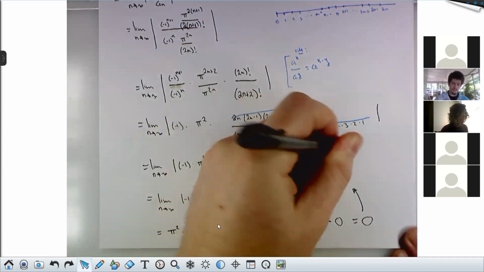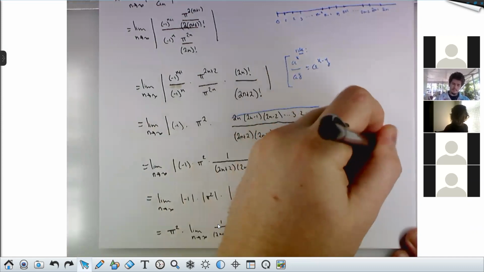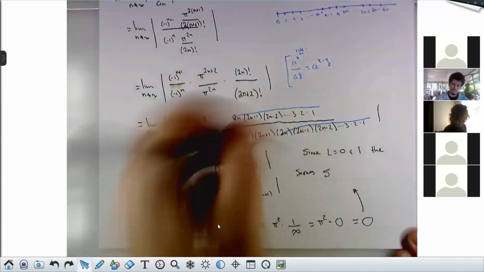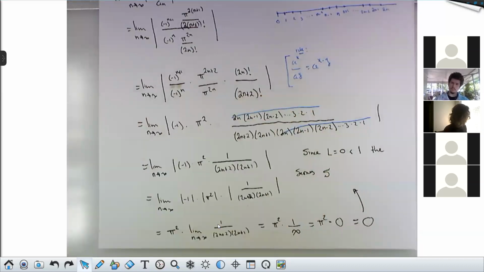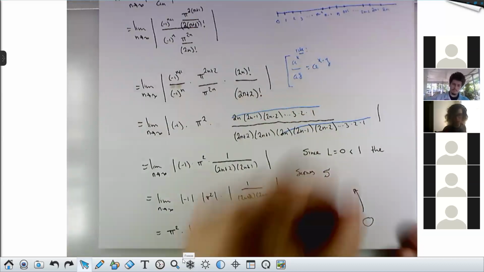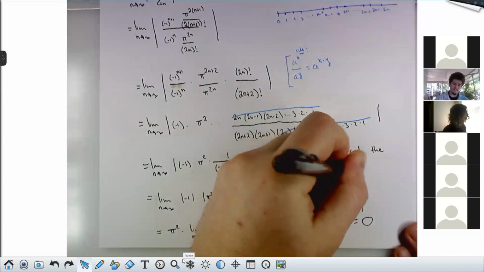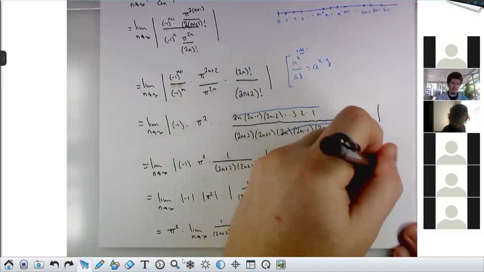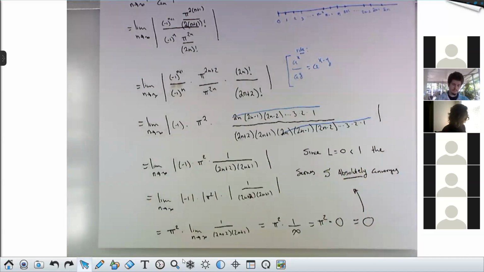Since L equals 0 is less than 1, the series S does what? Absolutely converges. Very good. Converges absolutely, or absolutely converges. I like that. That's still correct grammar. It absolutely works. Or you could say converges absolutely.